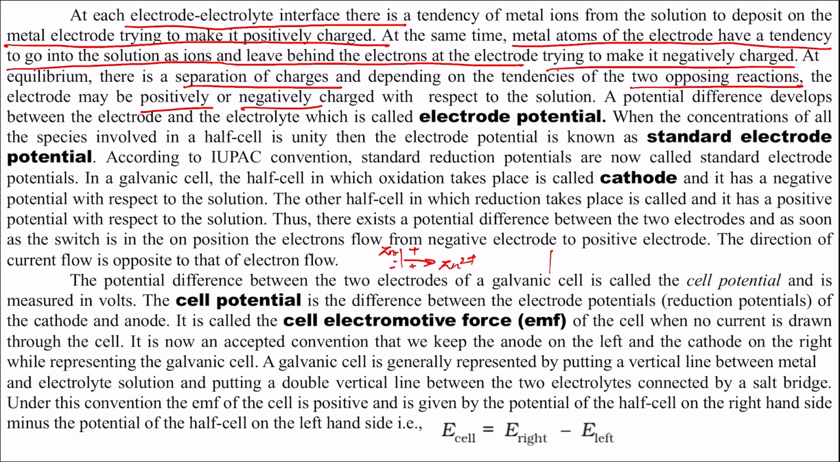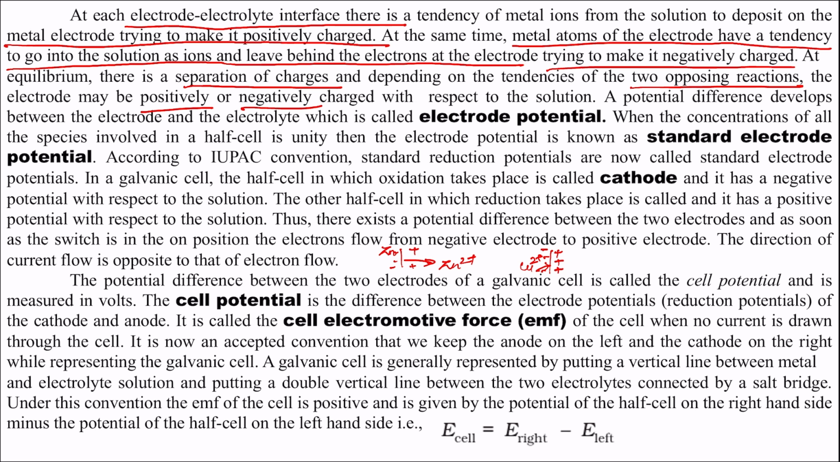Similarly, in the case of a copper electrode, when Cu2+ ions from the solution take electrons from the copper electrode and deposit on the copper electrode as copper atoms, then since Cu2+ ions have taken electrons from the copper electrode, it is positively charged, and as the solution has lost some of its Cu2+ ions because they have changed into copper atoms, the solution is slightly negatively charged. So the electrode may be positively charged or negatively charged with respect to the solution.